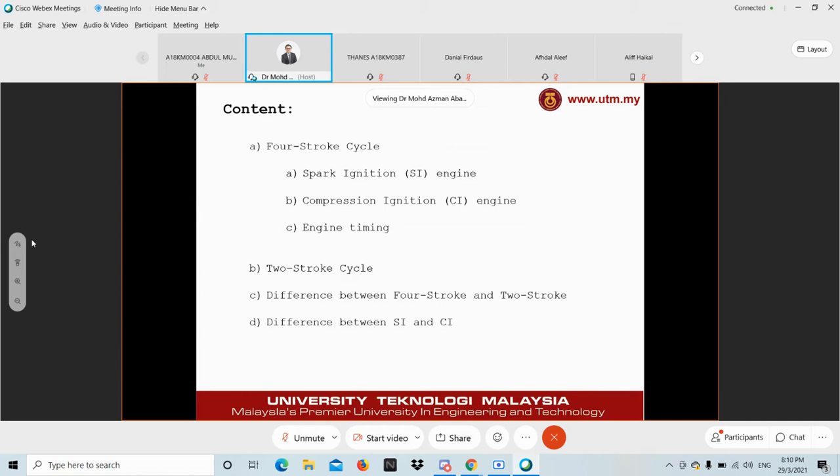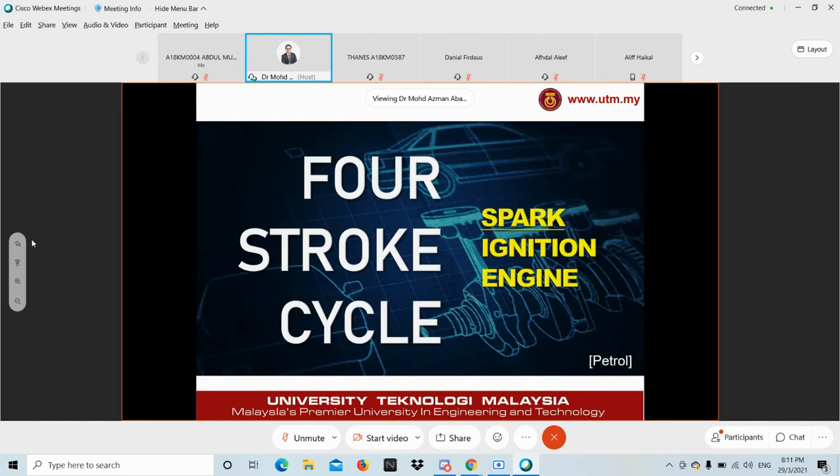Then we're going to cover a little bit on engine timing. Once we're done with the four-stroke cycle, later we will go into the two-stroke cycle. And then very briefly we'll touch on the differences between four-stroke and two-stroke, and also the differences between SI and CI. So those are the topics that we're going to cover today. Let's start on the four-stroke cycle first.